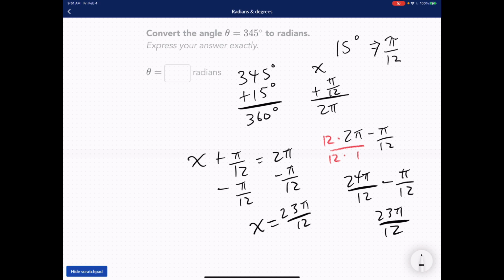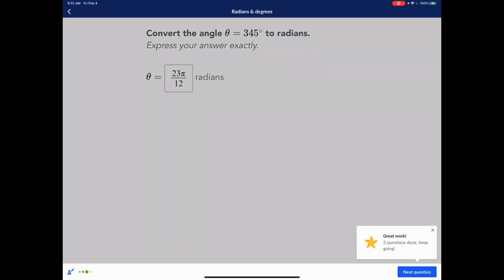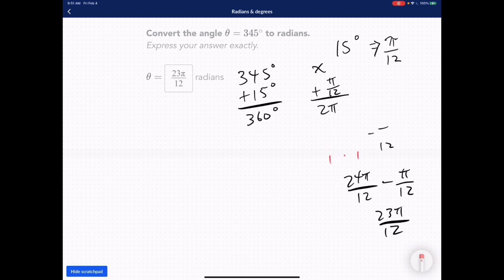So let's take a look. 23 pi over 12. Let's see if that's right. Yeah, that's right. So I want to show you guys another way, because if that confused you, I'll show you guys another way. We can do the mathematical way or the visual way, but I want to show you guys the visual real quick so you guys know what I'm talking about.